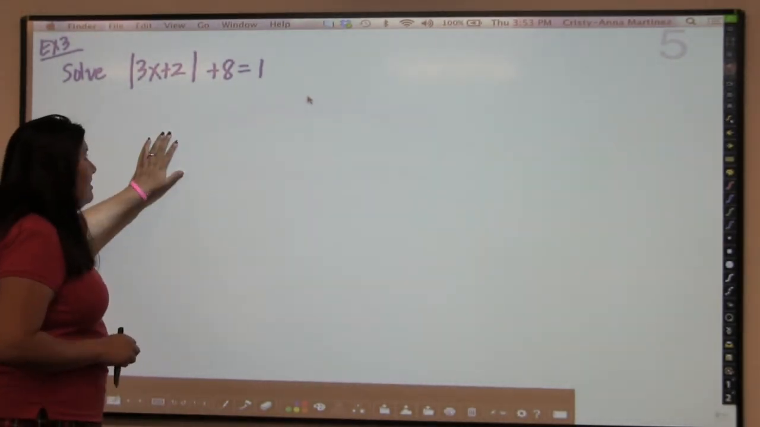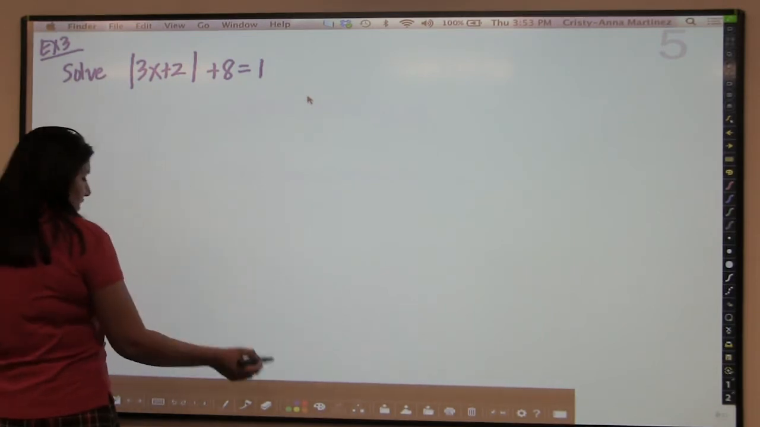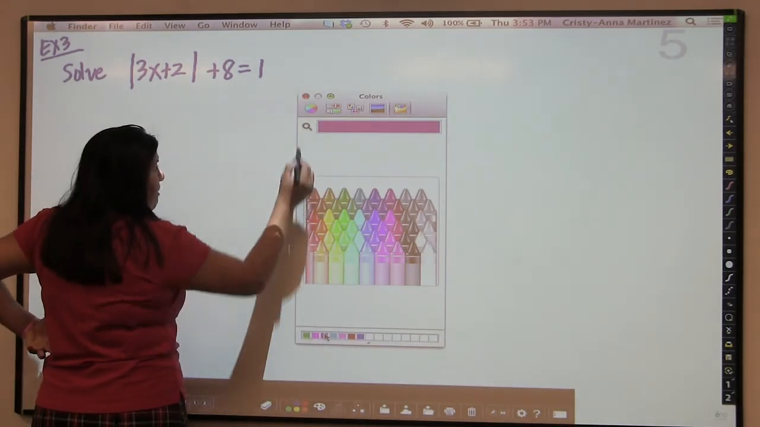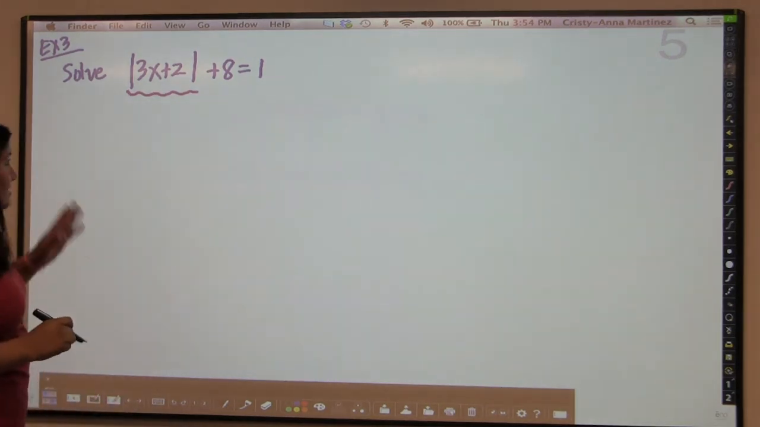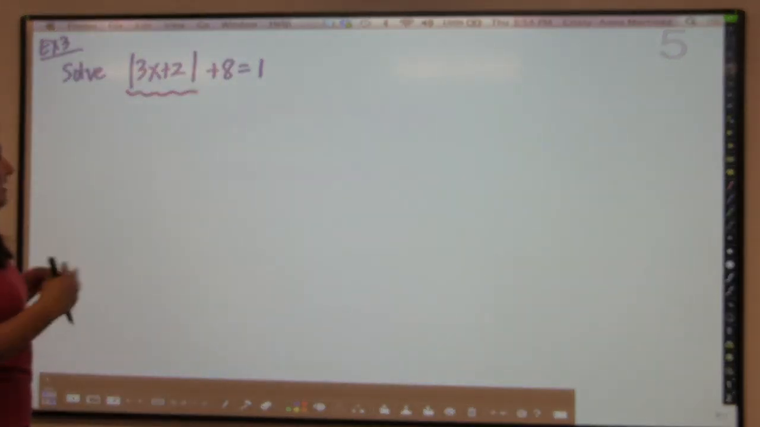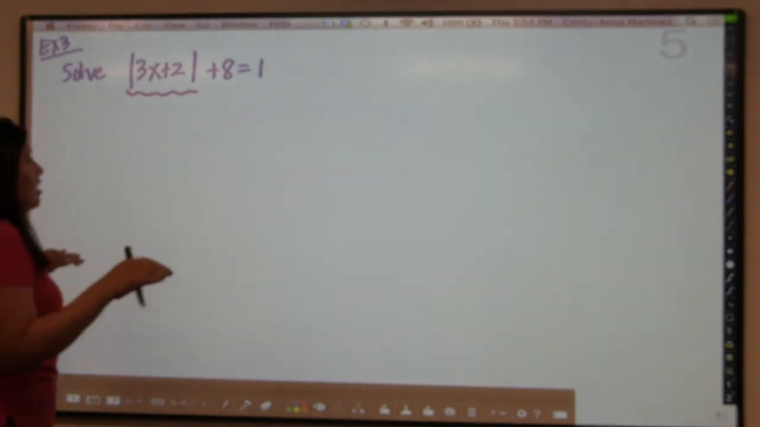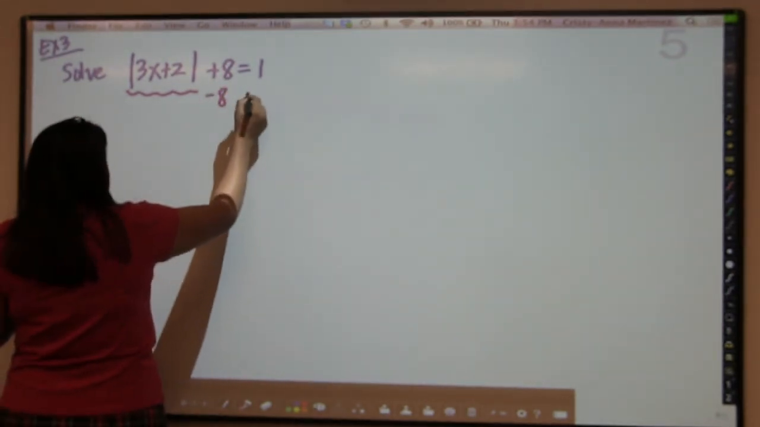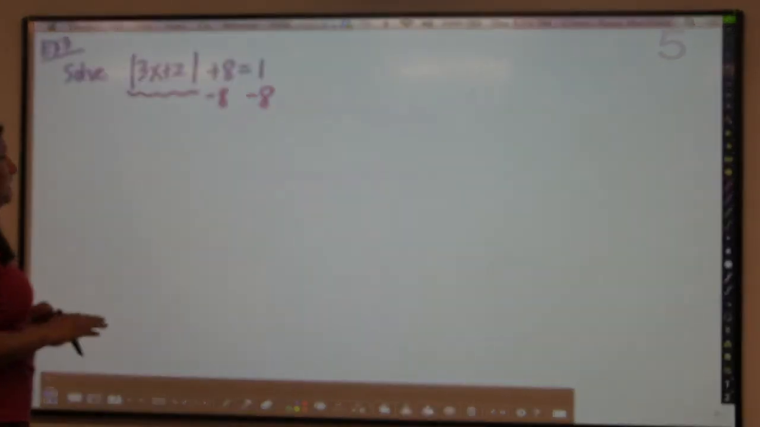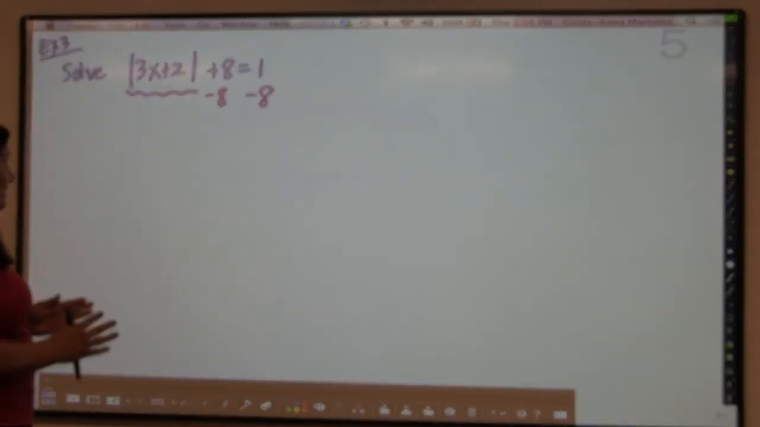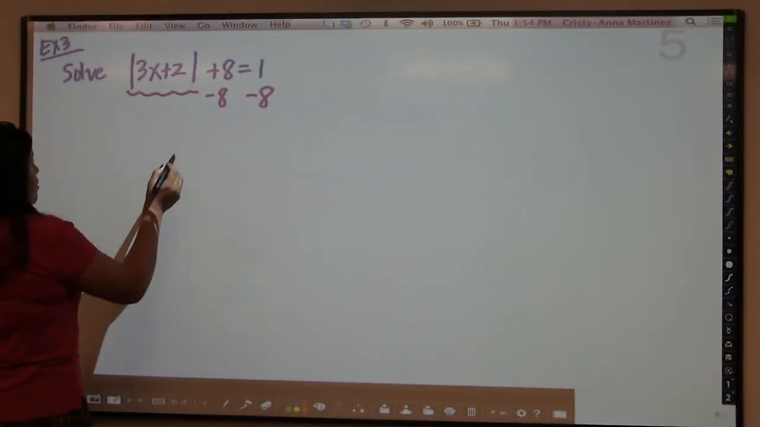This is a situation where the absolute value expression, which is the part that's inside the bars, this guy, is not by itself. It has a +8 on that side. So before we can even split it into two cases, we have to subtract the 8. And I tell you that's a common mistake that people make all the time, and it causes a lot of problems. So please, please, please remember that you have to isolate the absolute value before you split it up.